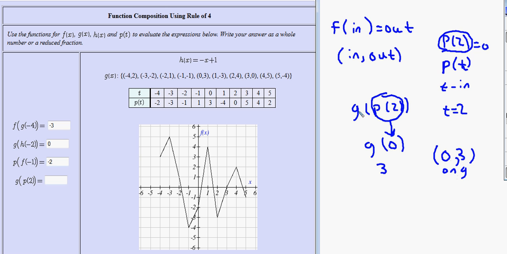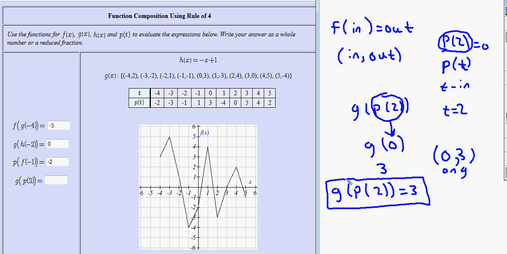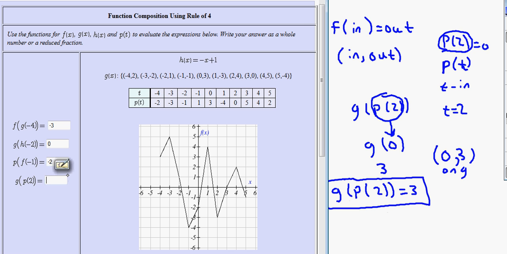So I started with the question g of p of 2, and again, I've been saying it, but I haven't been writing it. If this was a test question or a homework question, you'd be wise to write the original question, your final answer there, so that it's clear that you know what 3 is actually equal to. What did we find? We found g of p of 2, and all of that came out to be the number 3, and then that's basically the end of the problem.